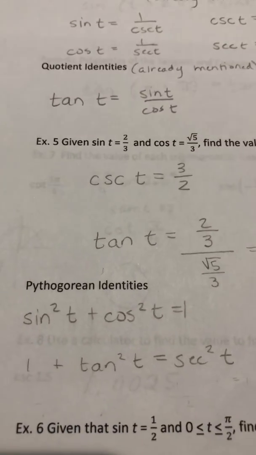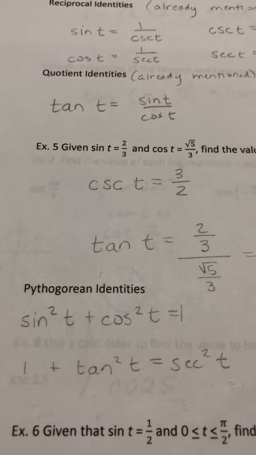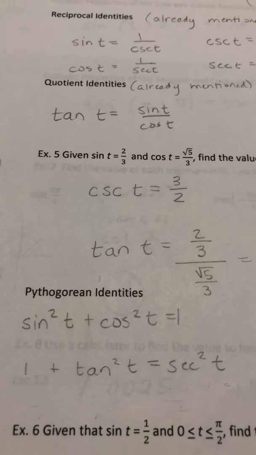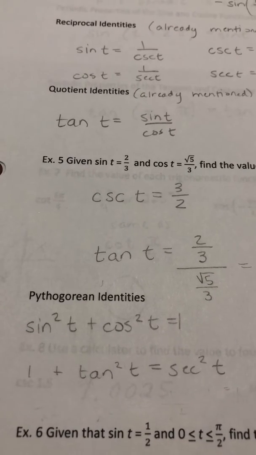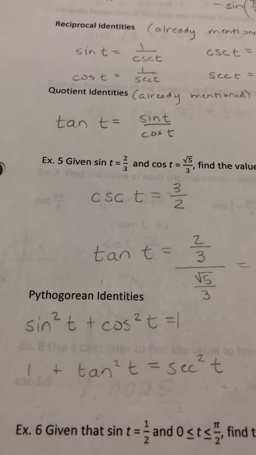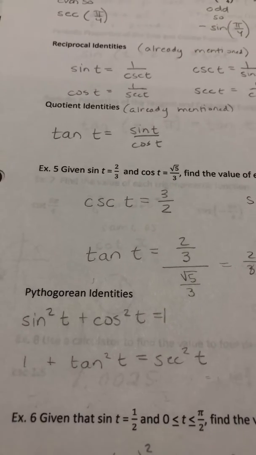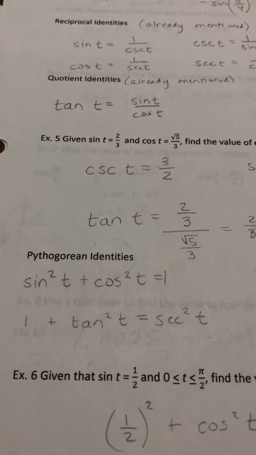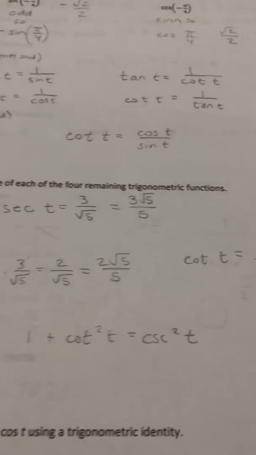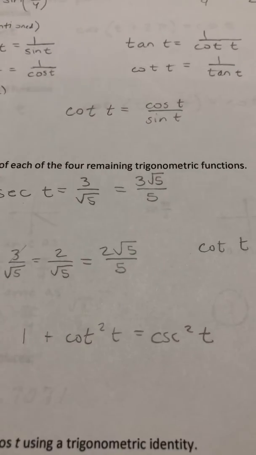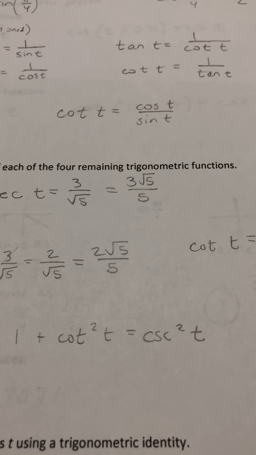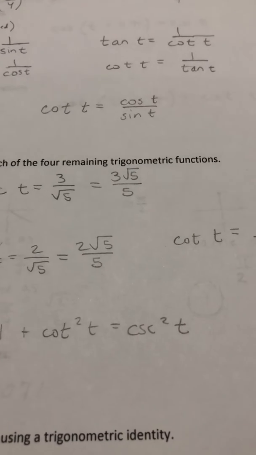Now, the Pythagorean identities, you're going to probably want to write these on a note card to keep them handy. You will need them a lot. Sine squared t plus cosine squared t equals 1. 1 plus tangent squared t equals secant squared t. And 1 plus the cotangent squared t equals cosecant squared t.